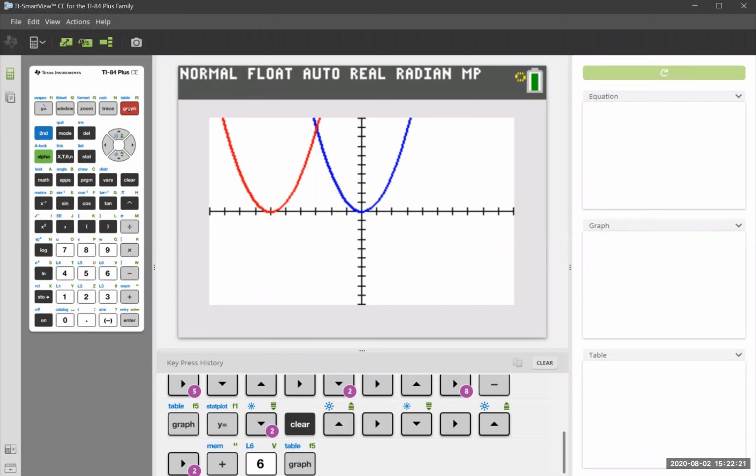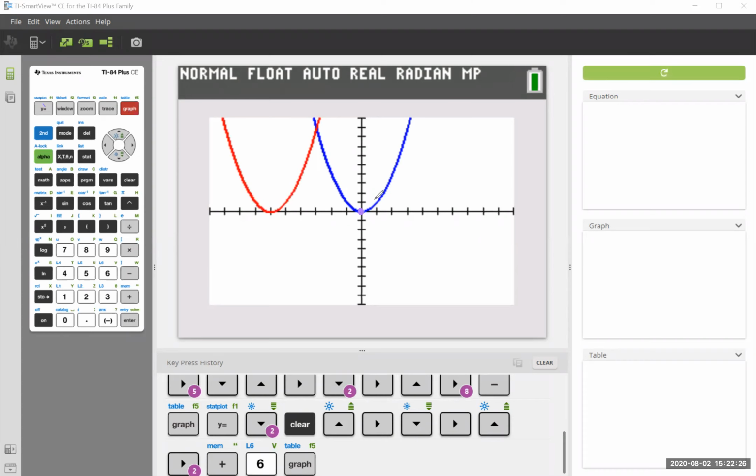Remember our vertex on our parent function always starts at the origin. And then when we did x plus 6 on the inside of the function, we now have a vertex that starts at -6, 0. So when you are working with that function, y is equal to (x plus 6) squared, you could think, okay, it's inside the function, house of lies, instead of the +6, I should think -6.